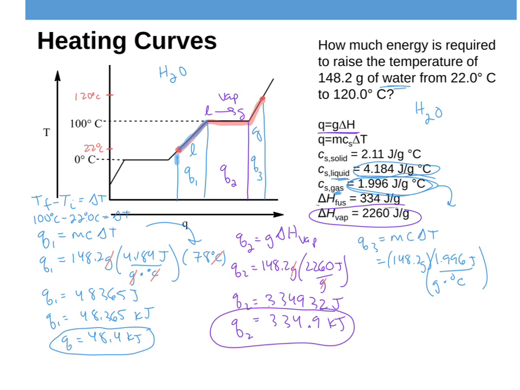And then my delta T, and I'll just draw this up here, right? My change in temperature, T final minus T initial. My final is 120, my initial is 100. That means my delta T is just 20 degrees. So I'll put in my 20 degrees. Everything cancels. My Q3 is going to be 5.916 kilojoules.